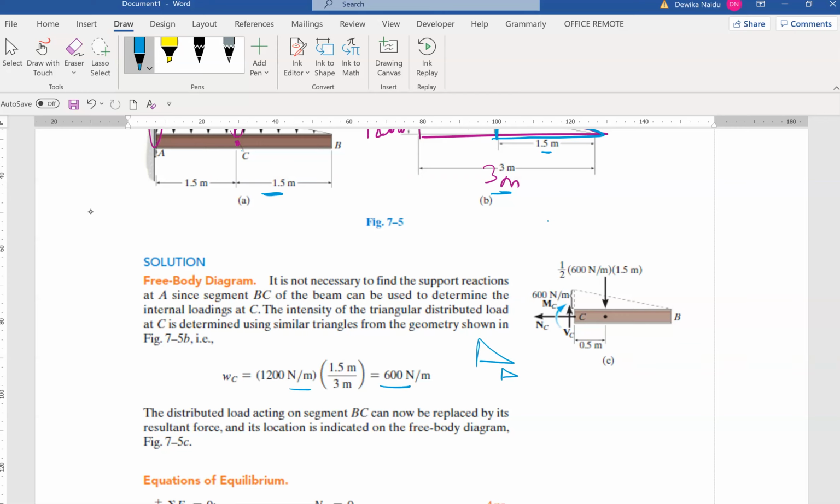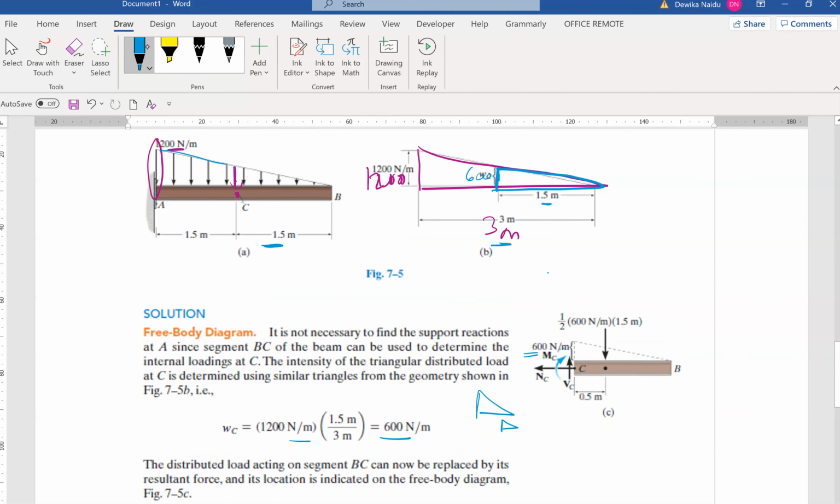Okay, drawing the free body diagram at point C. What do you have? We have all these forces exposed: Nc, Vc, and Mc. So what is the Vc value here? The Vc value is the value that we just calculated, which is 600. Now, since this is a distributed loading in the shape of a triangle, we know the centroid is at 1/3. So this will be 1/3 and this will be 2/3 of the whole triangle.